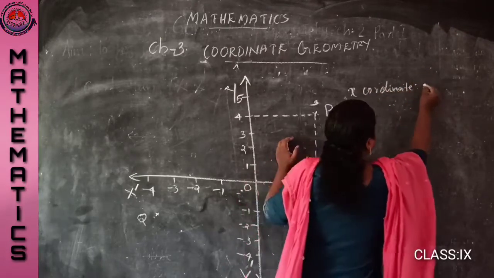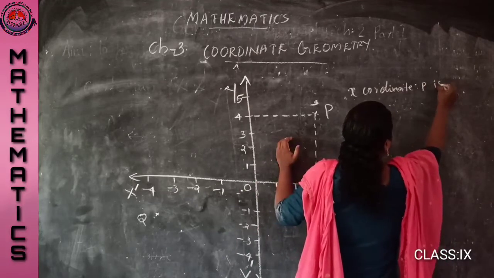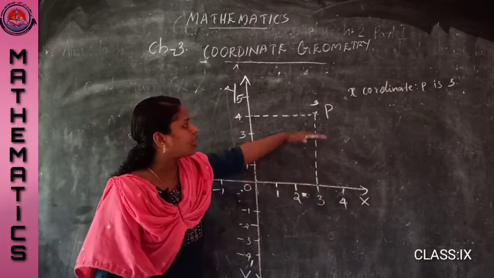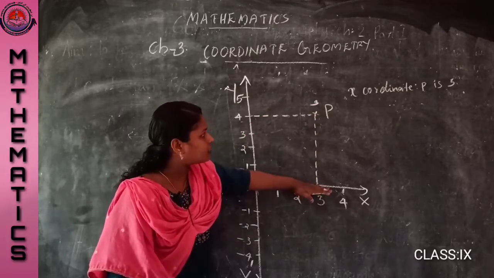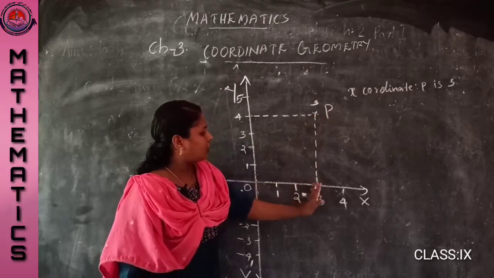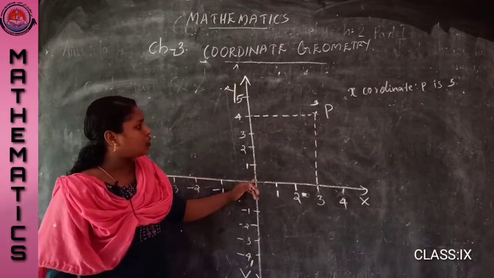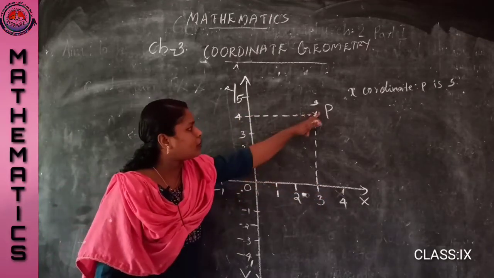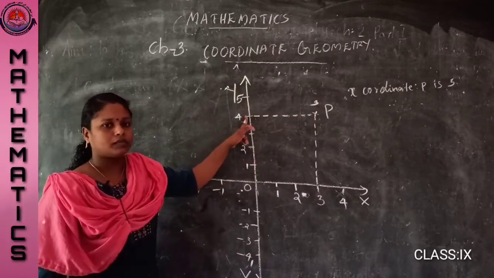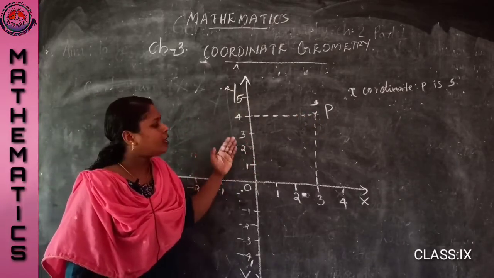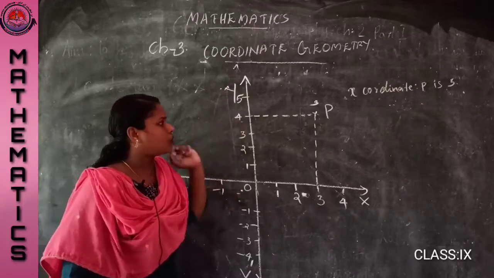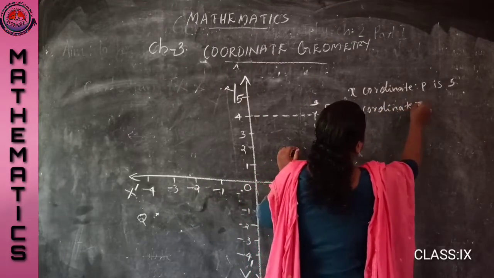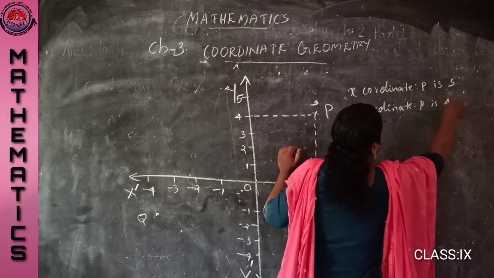X coordinate of P is 3. And next, the distance between x-axis and the point P. That distance we can measure along the y-axis. That is, the distance between x-axis and the point P is 4 units. So we can say that the y coordinate is 4. Y coordinate of P is 4.